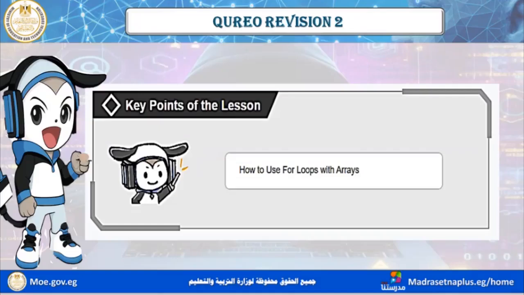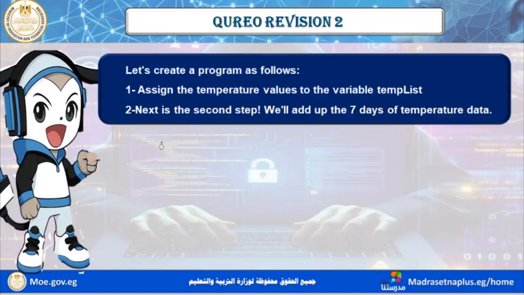So the key point of our lesson today is how to use for loops with arrays. We have studied arrays and we have also studied for loops. Now, how to use for loops with arrays. Let's create a program as follows. We want to assign the temperature values to the variable templist. Templist here is of course an array. Next, the second step, we will add up the 7 days of temperature data.